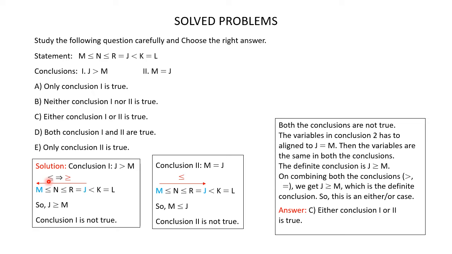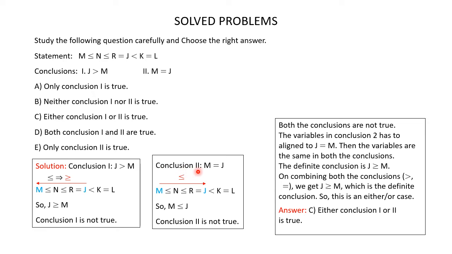But since we have moved backwards from J to M, the symbol less than or equal to flips to become greater than or equal to. So now the relationship between J and M is J is greater than or equal to M. So the definite conclusion is J is greater than or equal to M. But the given conclusion 1 is J is greater than M, which is not the same as the definite conclusion. So conclusion 1 is not true.